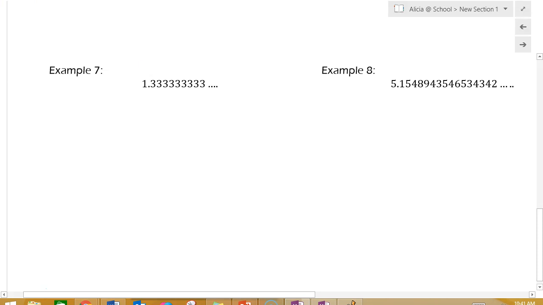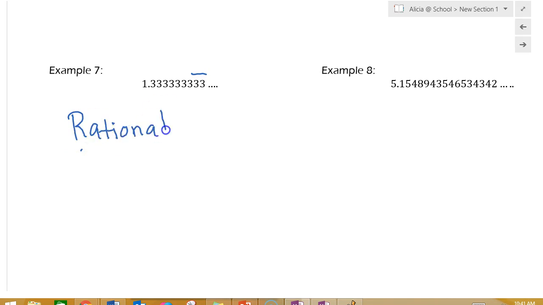Alright, our last two here, I see 1.3333. Well, that was even in our example. It's repeating, right? But it repeats the same number over and over again. So this is an example of a rational. Why? Because it is a repeating decimal. The other example did not have the same number being repeated. It was a decimal that kept going on forever. There was no pattern. It never stopped.